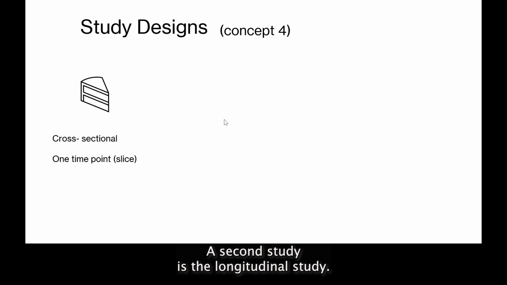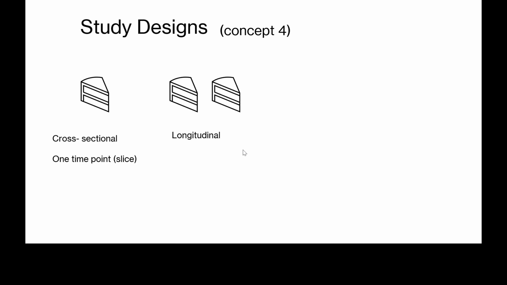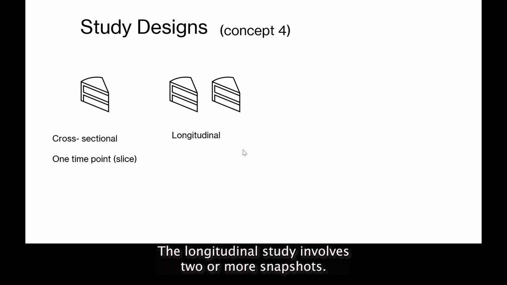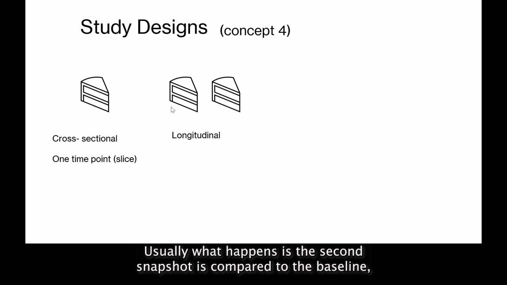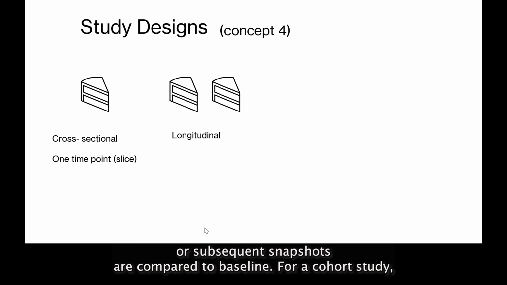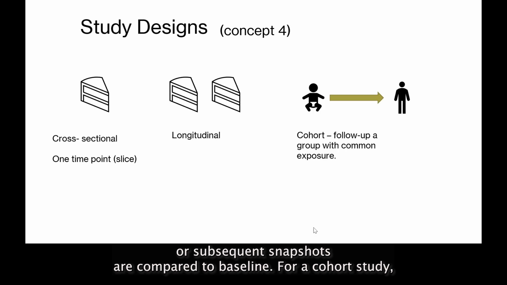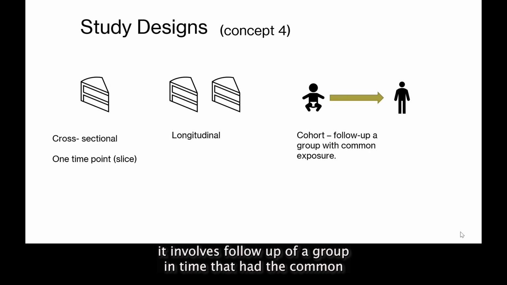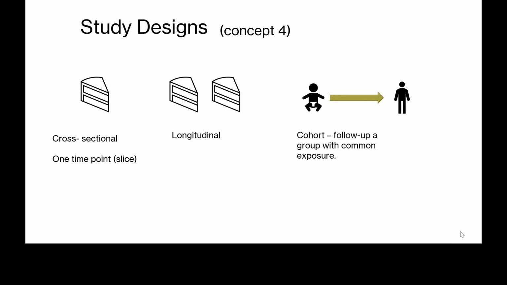A second study is the longitudinal study. The longitudinal study involves two or more snapshots. Usually what happens is the second snapshot is compared to the baseline, or subsequent snapshots are compared to baseline. A cohort study involves follow-up of a group in time that have a common exposure.